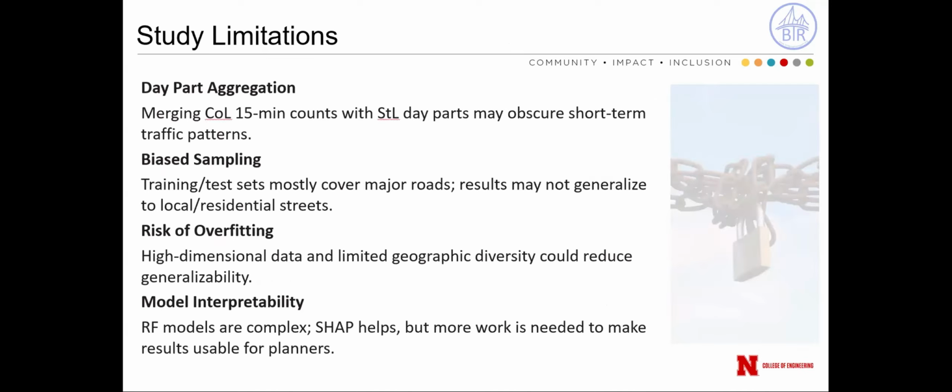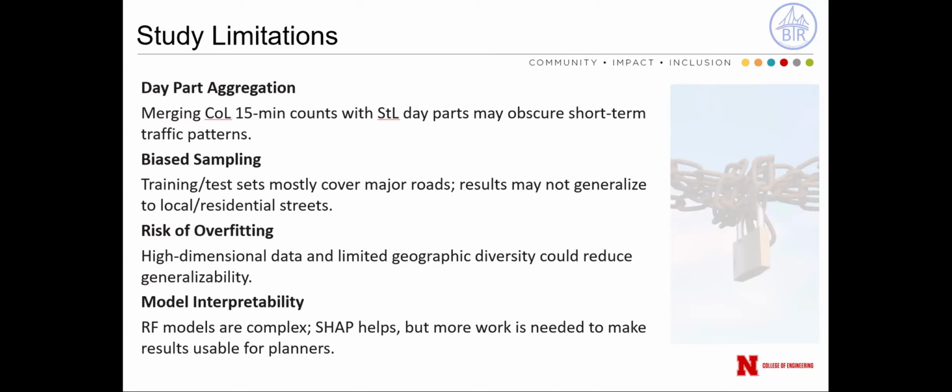We also want to acknowledge 4 limitations. First, aggregating 15-minute counts to StreetLight day parts may obscure short-term fluctuations in volumes. As mentioned, if it hasn't been mentioned before, StreetLight splits the day into 5 different periods, and they range from 4 to 6 hours each. So when you aggregate 15-minute counts to a 4-hour-long day part, that could obscure some interesting patterns.